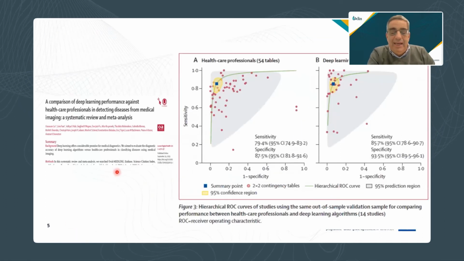And I put this slide here on purpose. This is a paper published recently in Lancet Digital Health, where a comparison was made on deep learning performance against healthcare professionals. And as you can see here from the second graph, on sensitivity versus 1 minus specificity, the sensitivity and specificity markings for the deep learning models are about 5% better than the healthcare professionals.